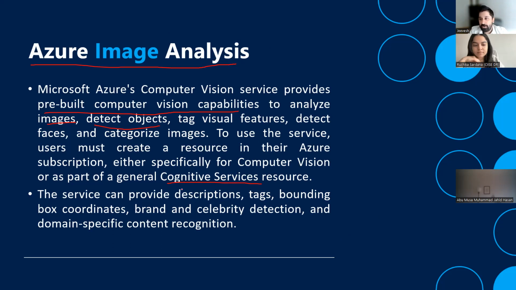And that's why I've given you the images folder. So we'll train it from specific data so that it can understand what we are actually trying to give it as an input. This service can provide description, tags, borders, coordinates, brand, celebrity detection, and domain-specific content recognition.